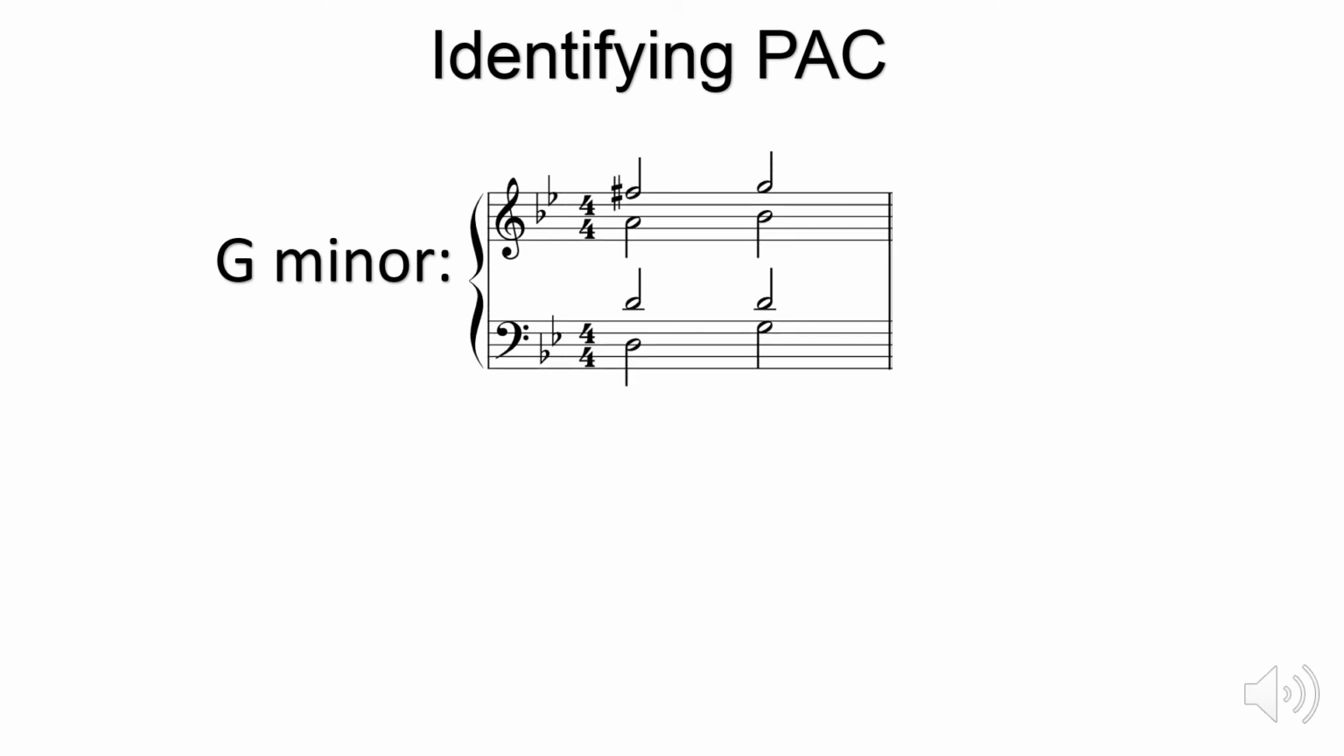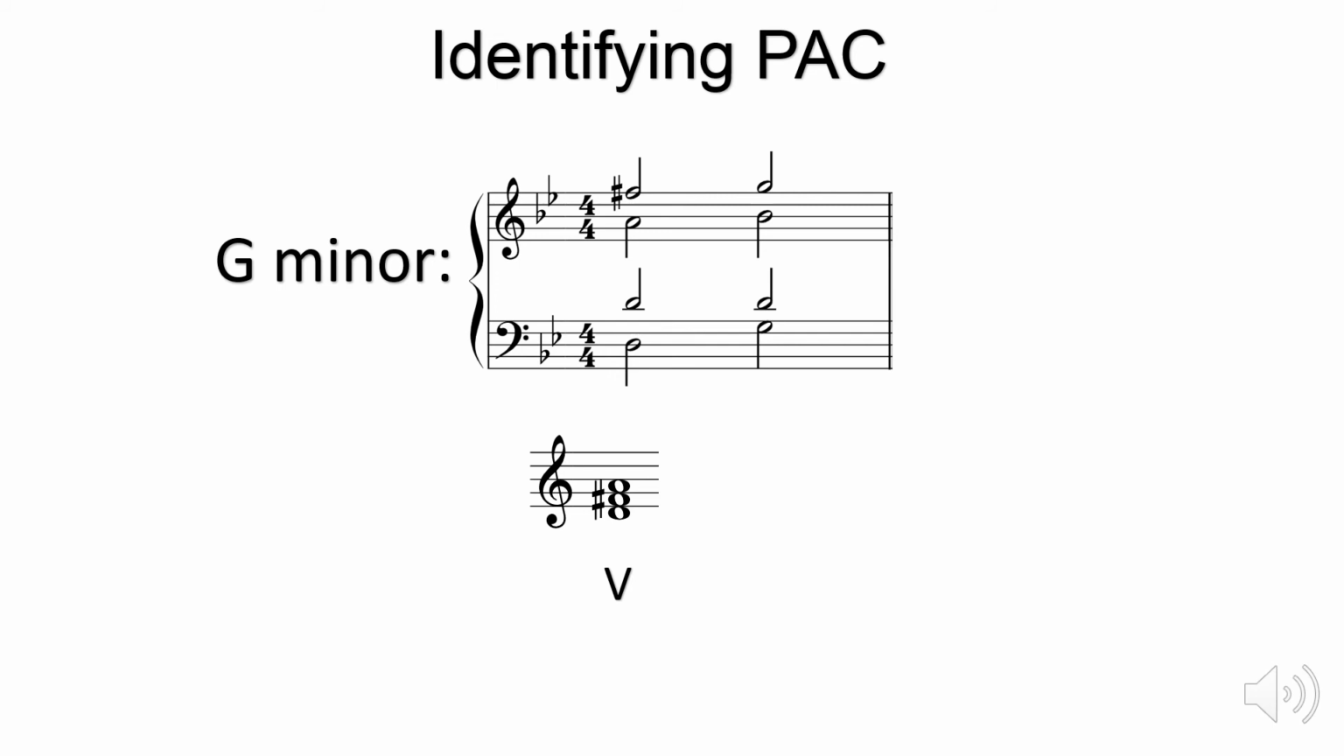Now let's try to identify a perfect authentic cadence. Let's say we're in the key of G minor and I give you this. How would you tell if this is a perfect authentic cadence or not? Our first step is to reduce all of these crazy looking chords down to a simple triad. For the first one, we have D, A, and F sharp. If we reduce this down to a triad, we get D, F sharp, A, so a D major triad. And we know that a D major triad is indeed the 5 of G minor.